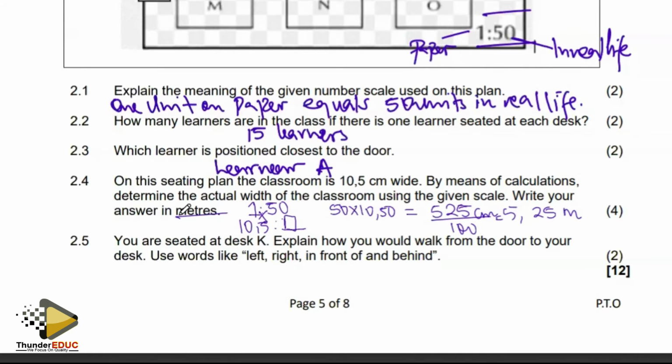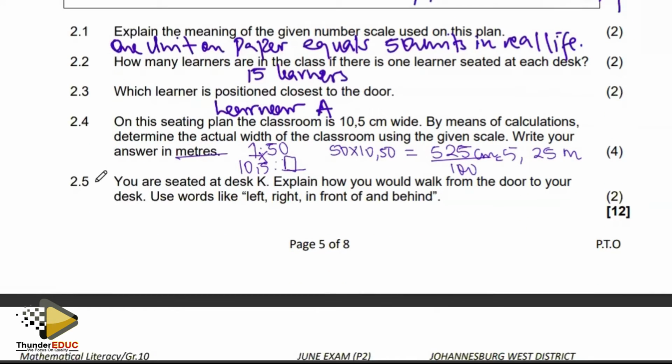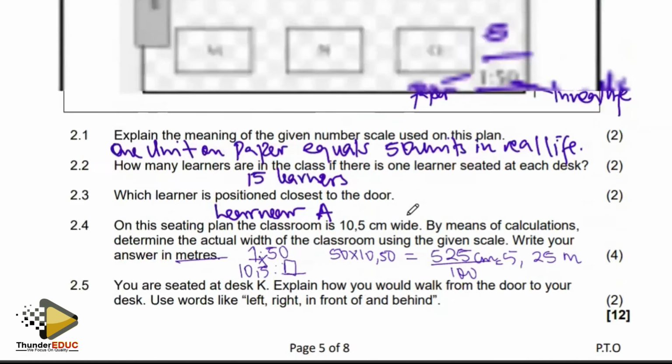All right. When it comes to question number 2.5, this was answered in different ways. You are seated at desk K. Explain how you would walk from the door to your desk. Use words like left, right, in front of, and behind.